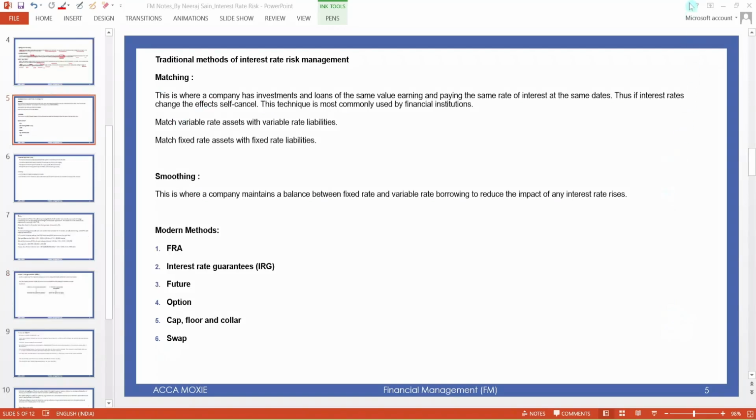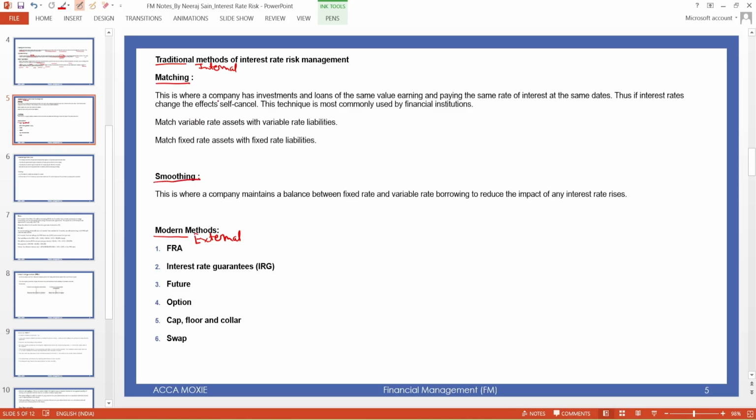Next is the methods of managing the interest rate risk. In this we have two methods. The first one is internal methods, or I can say the traditional, and the other is the modern method, which we can also call external methods. In the traditional methods we have two further methods: first is matching and the next one is smoothing.